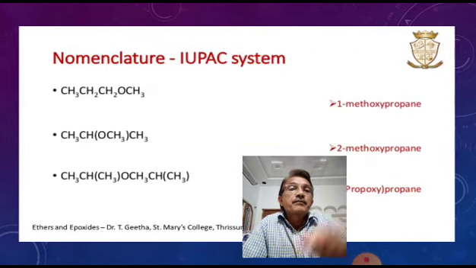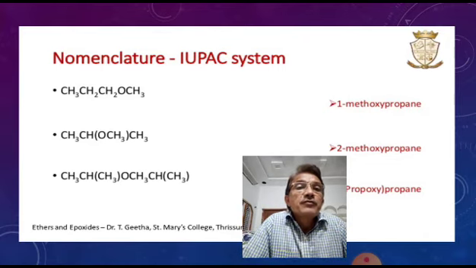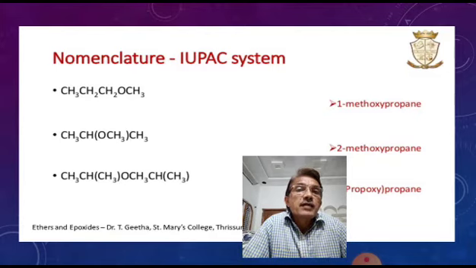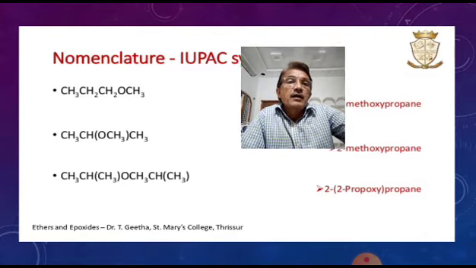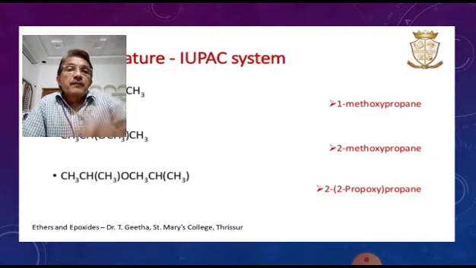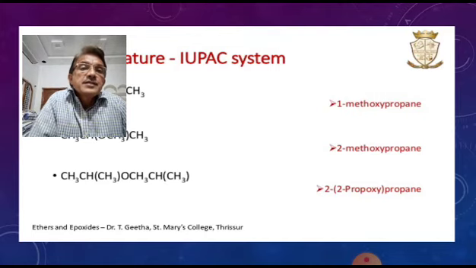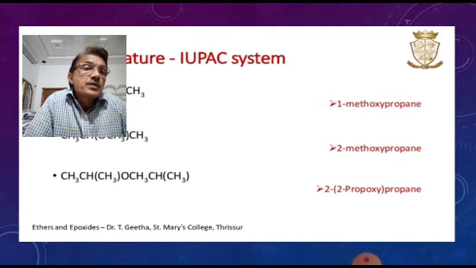Let us see the IUPAC names of a few organic compounds: CH3CH2CH2OCH3, 1-methoxypropane. 1-methoxypropane is the IUPAC name of this compound. CH3CH(OCH3)CH3, 2-methoxypropane. Next, the compound with two propyl groups, 2,2-propoxypropane.